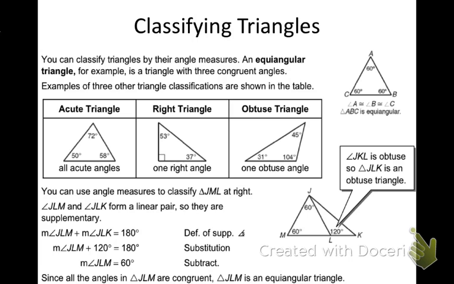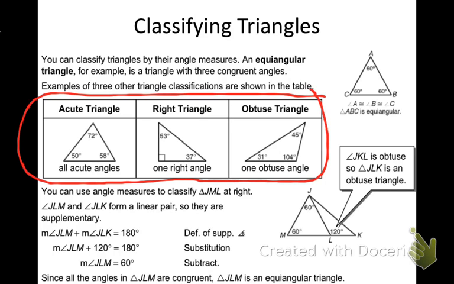You can classify triangles by their angle measures. So again, what we talked about here. Here are the same examples we just got done talking about. There's the acute, right, and obtuse triangle. And up there is the equiangular triangle. Notice again, like we said, all the angles are 60 degrees.